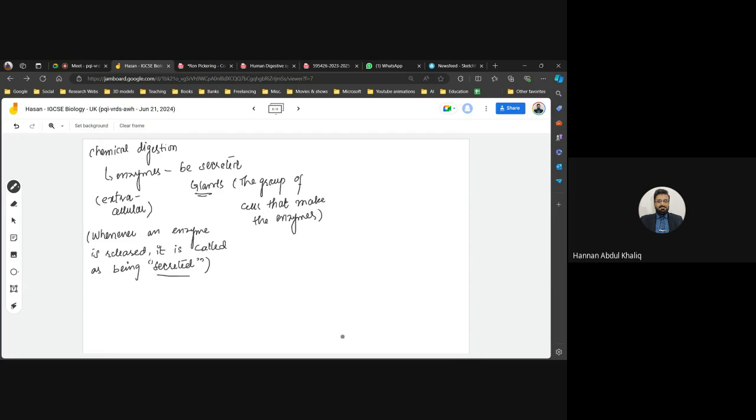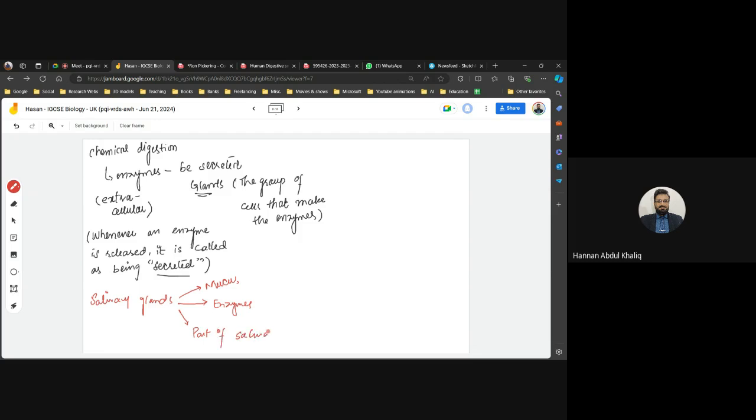So obviously, if we need the enzymes to work in our mouth, we need the glands. So we have glands in our mouth. These glands are called salivary glands. These glands need to release not only the enzymes but other things. They release the mucus, they release the enzymes, and they release some other parts of saliva.